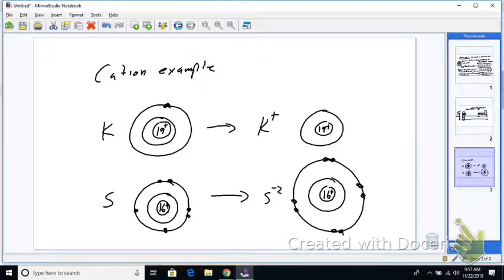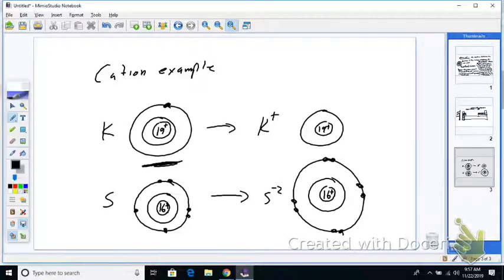So, a cation is something where a positive ion is formed. Here's potassium in its natural state. It's most likely going to lose this electron out here. If it loses that electron, guess what happens? It loses the whole outer shell. And then it becomes K+.